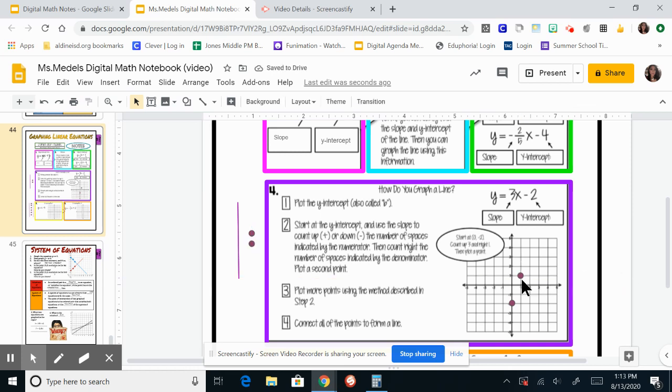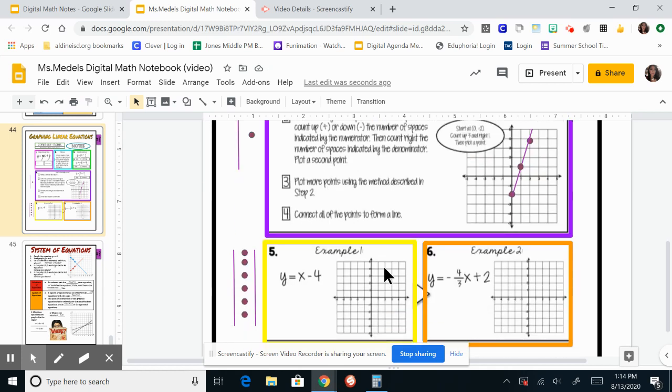Okay. Now from this second dot, I'm going to get one more dot. And I'm going to do the same: I'm going to rise 3, go over 1. Once I have at least 3 dots, I'm going to take my line and line them up to create my line. Okay, and that is how I graph a line.